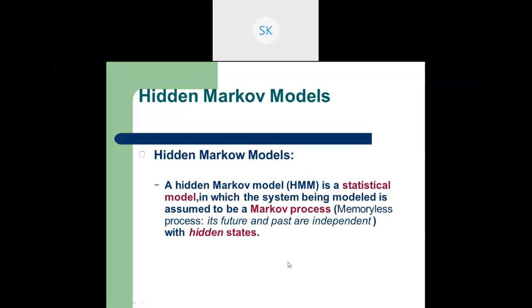I will read it again, carefully listen. A hidden Markov model is a statistical model in which the system being modeled is assumed to follow a Markov process. A Markov process is a memoryless process. Its future and past are independent with the hidden states. So the hidden state has future and past states, and following the Markov process means it's a memoryless process. It doesn't store the memory of the results of the states, except the immediate past.